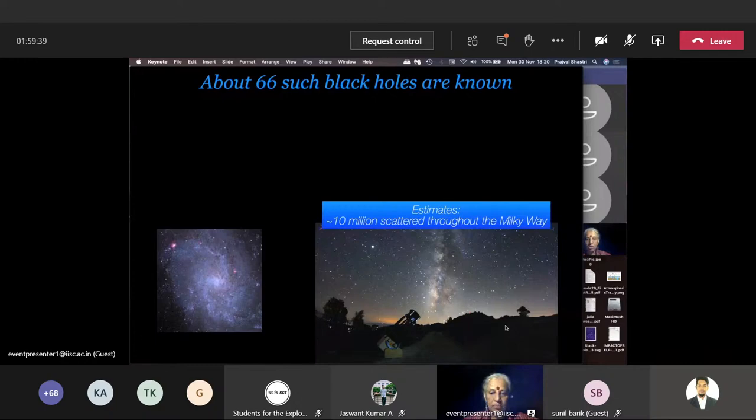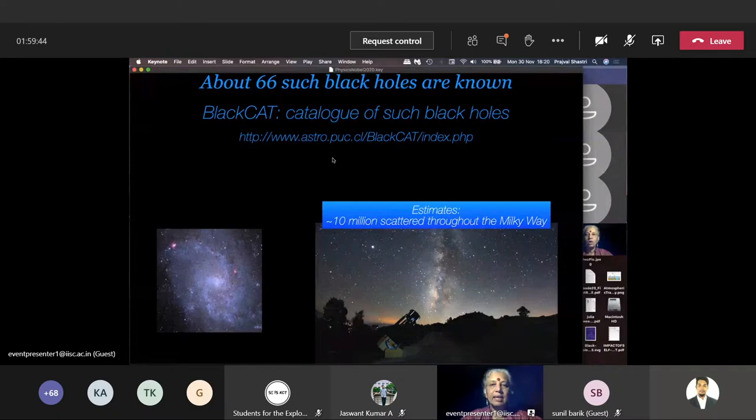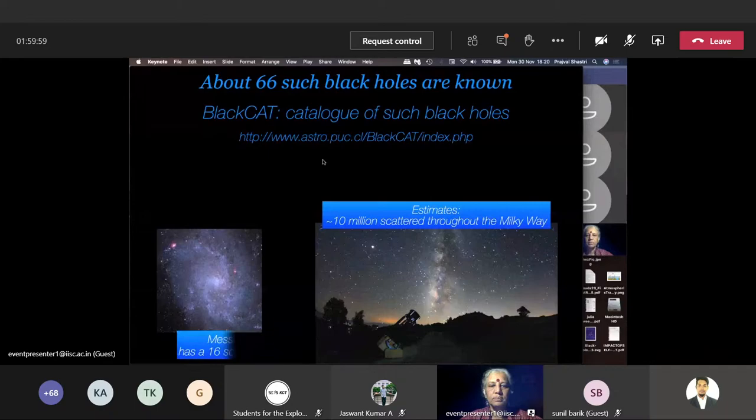And this is a thing called BlackCAT, which is maintained by a bunch of astrophysicists who continuously update it whenever a new such black hole is discovered. And estimates are that there are about 10 million such black holes scattered throughout the Milky Way. But these are stellar mass black holes.